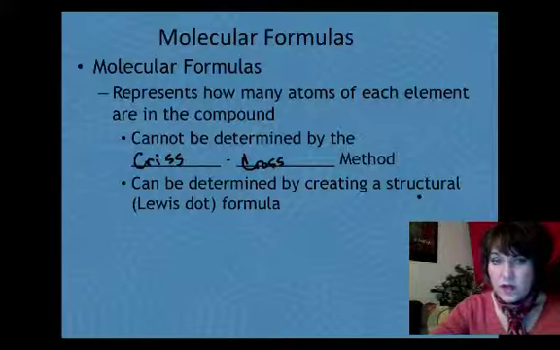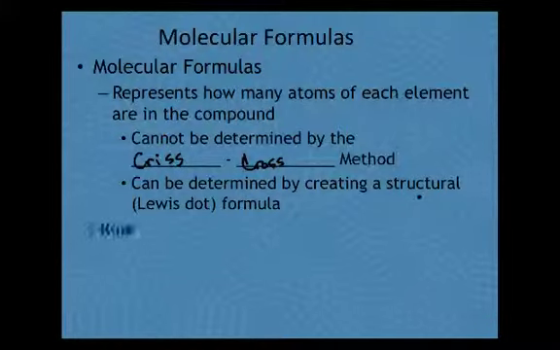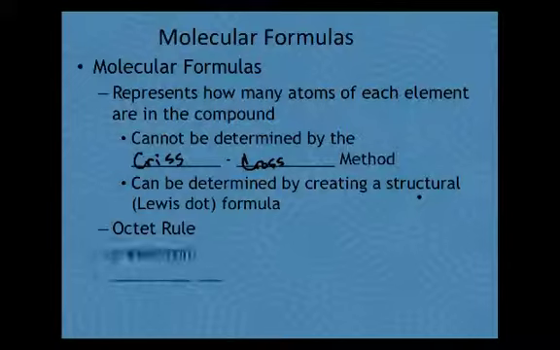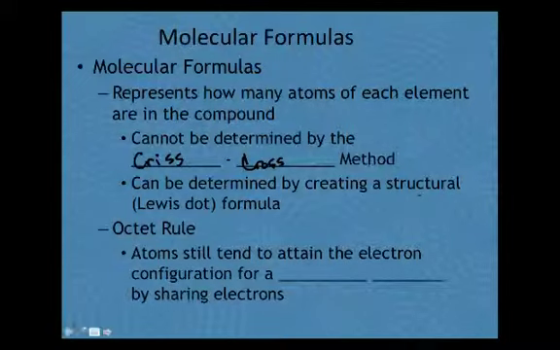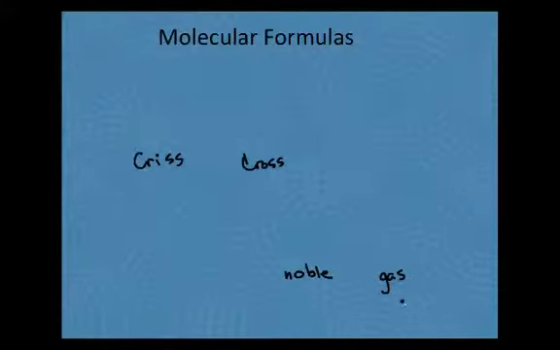So I showed you how to do the dot diagrams for individual atoms and individual elements. Now we're going to use the Lewis dots to create structural formulas for an entire compound, kind of like we did in bonding basics. Remember, the octet rule means that atoms are going to get the configuration of a noble gas by sharing electrons. So hydrogen tries to look like helium, everything else is going for the octet.